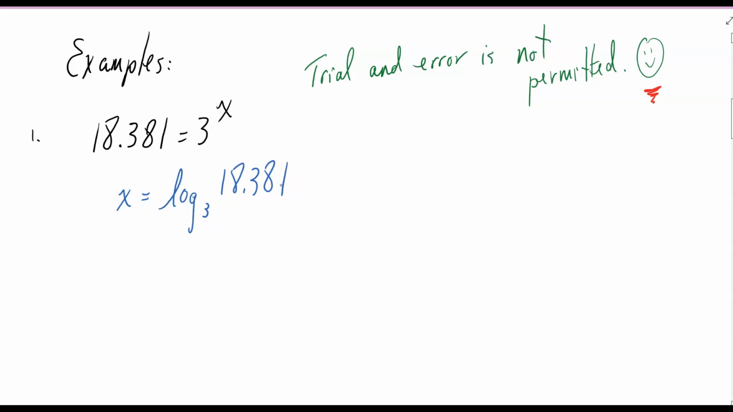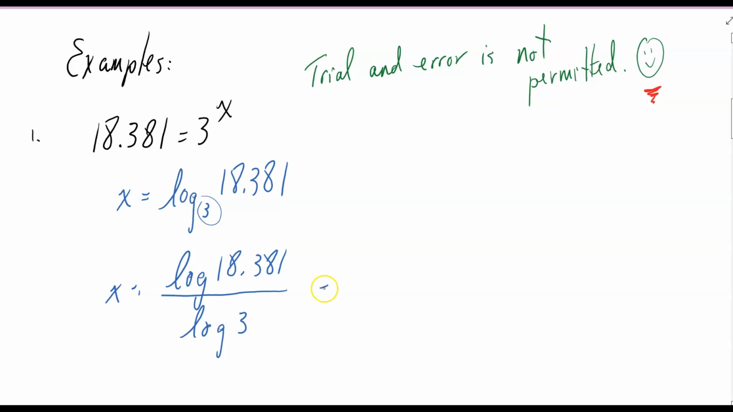Now, previously, we saw that there is a formula that can be used to find logarithms of all bases. This is not base 10 and not base e, so we can't just use the log button directly. We must use the ratio of the log of the argument over the log of the base.